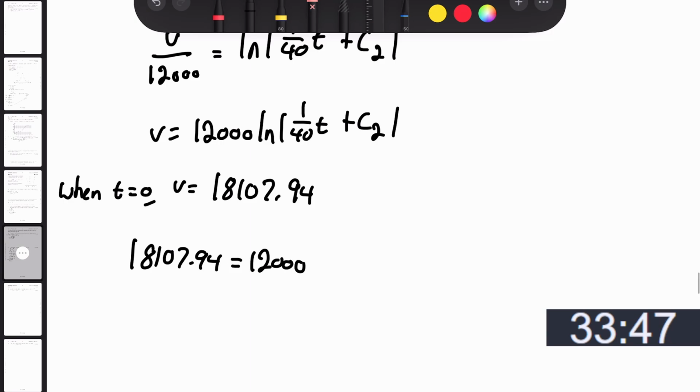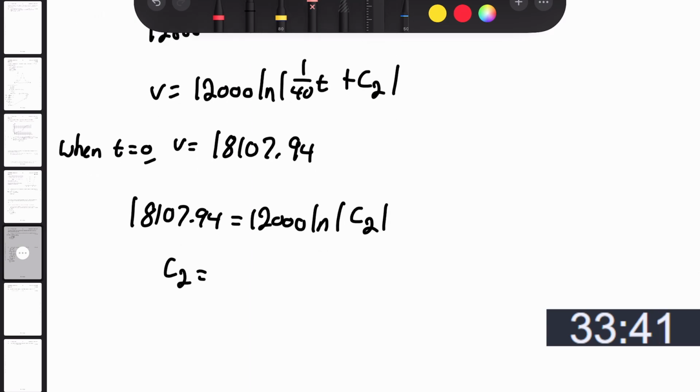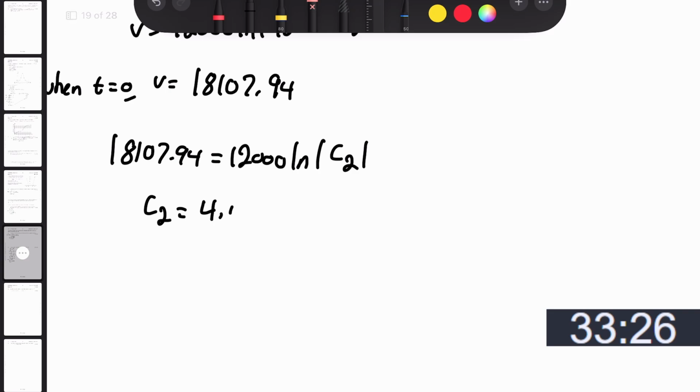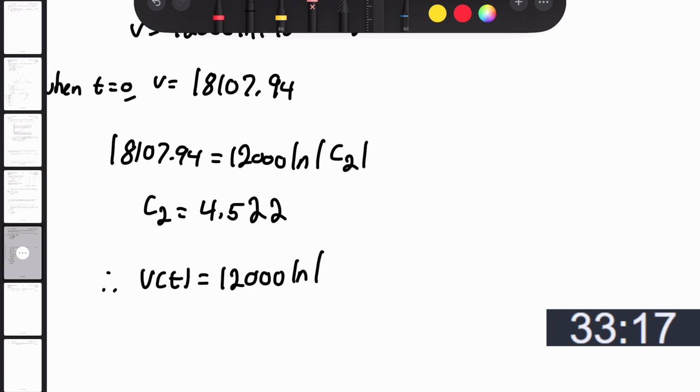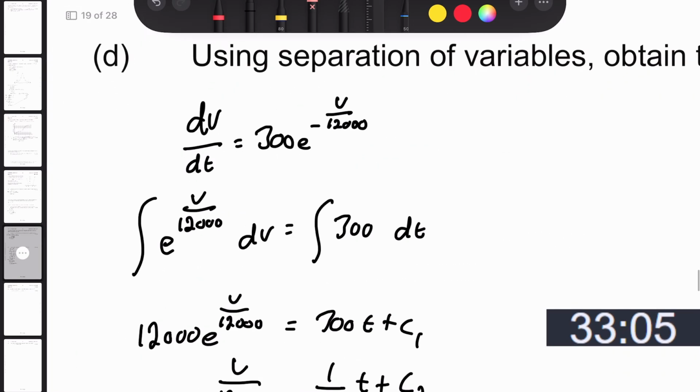This will equal 12,000 ln of c2. And c2 is equal to, 18,107.94 is equal to 12,000 ln of x. As a decimal, c2 is 4.522, therefore V equals 12,000 ln of 1 on 40t plus 4.522. Okay, I'm not sure, I think I did this right.